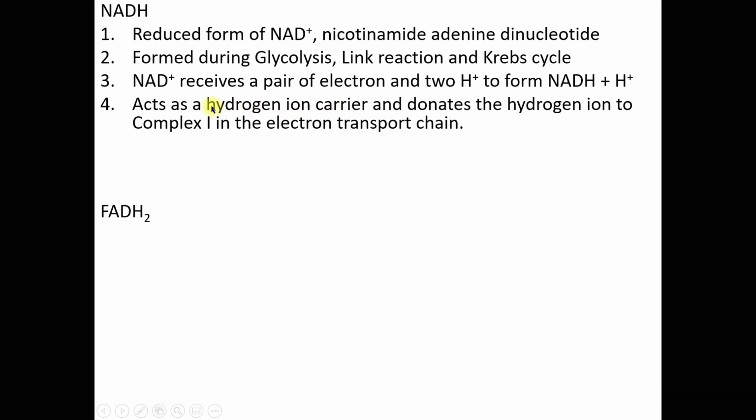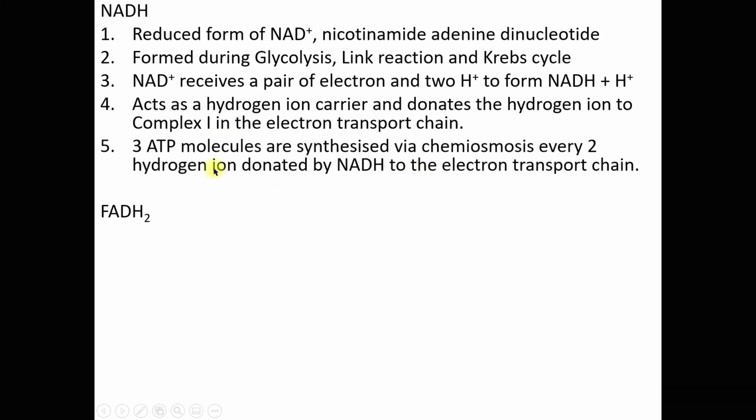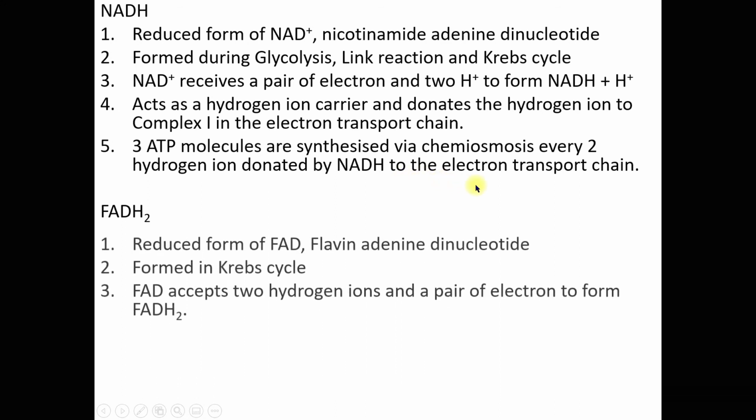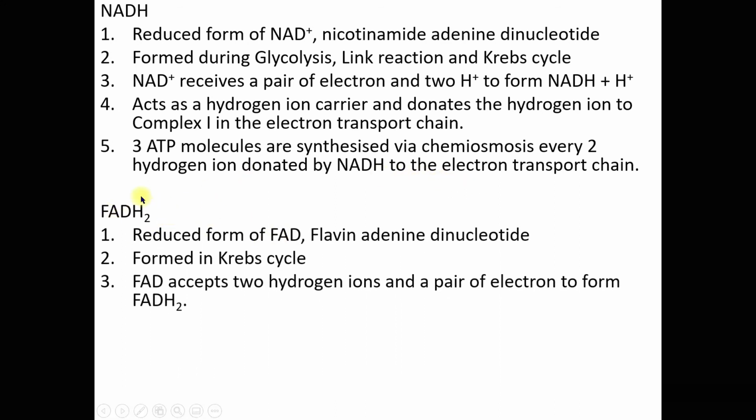NADH acts as a hydrogen ion carrier and donates the hydrogen ion to complex 1 in the electron transport chain. And 3 ATP molecules are synthesized via chemiosmosis for every 2 hydrogen ions donated by NADH to the electron transport chain. For FADH2, it is the reduced form of FAD, flavin adenine dinucleotide, formed in the Krebs cycle.